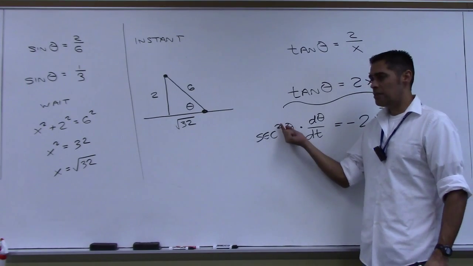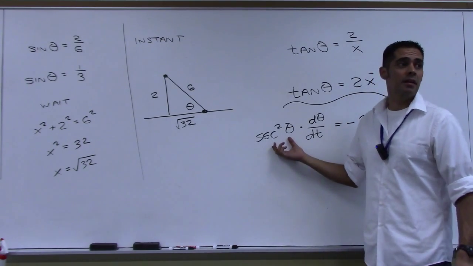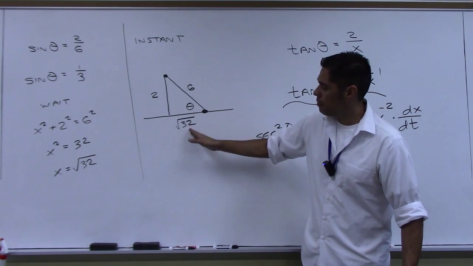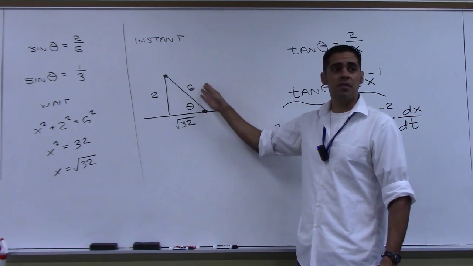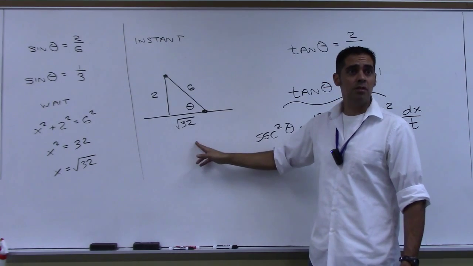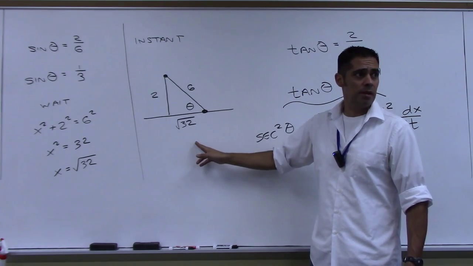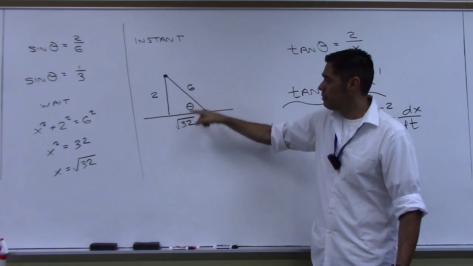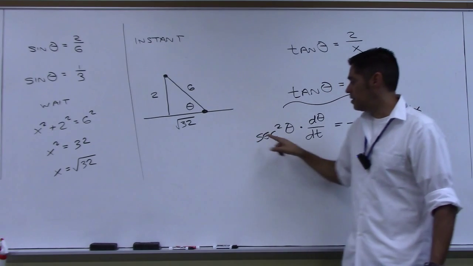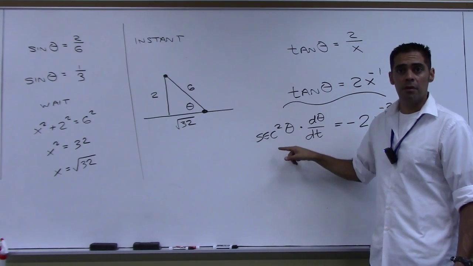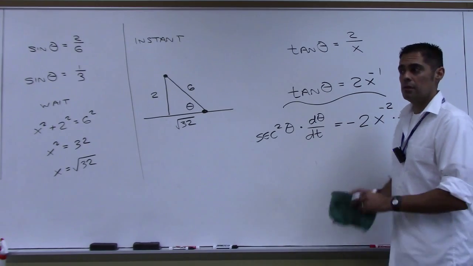Secant of theta, but then square it. So what is secant theta? Square root 32 over 6 is cosine theta. So 6 over root 32 is secant theta. Do you all understand what I'm doing? So I'm just flipping over what cosine is. So I'm supposed to take 6 over root 32. That's secant, and then square it. So what would happen when I square 6 over root 32?